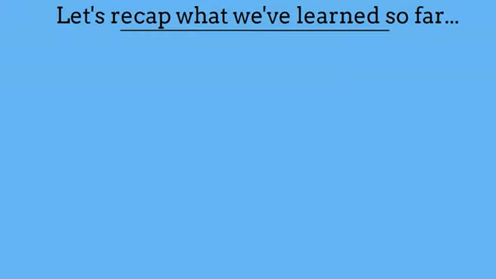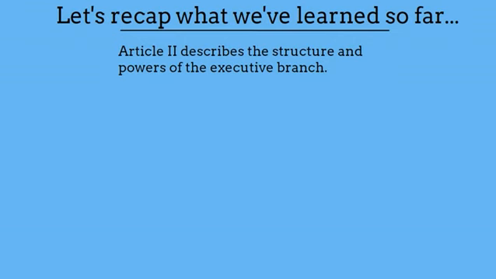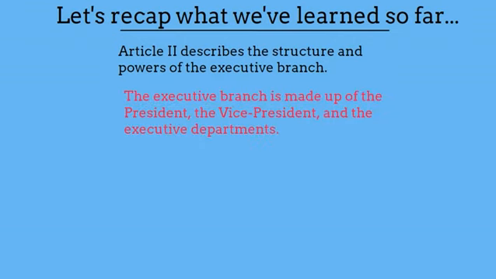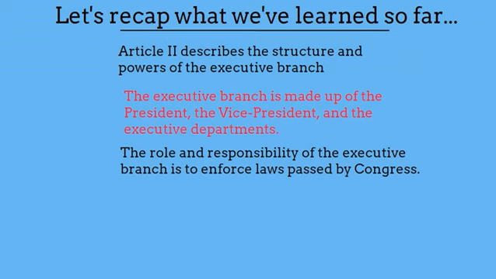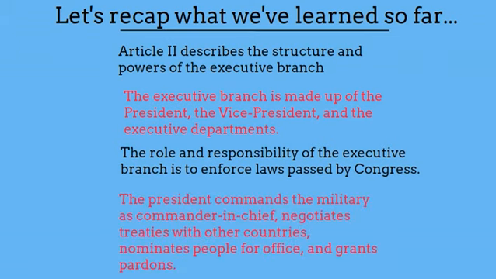We've learned quite a bit about what Article 2 is about so far, so let's recap what we've learned. Remember that Article 2 establishes the structure and powers of the executive branch. And the executive branch is made up of the President, the Vice President, and the executive departments. The main responsibility of the executive branch is to enforce the laws passed by Congress. And the powers of the President include the ability to command the military as Commander-in-Chief, negotiate treaties with other countries, nominate people for office, and grant pardons.